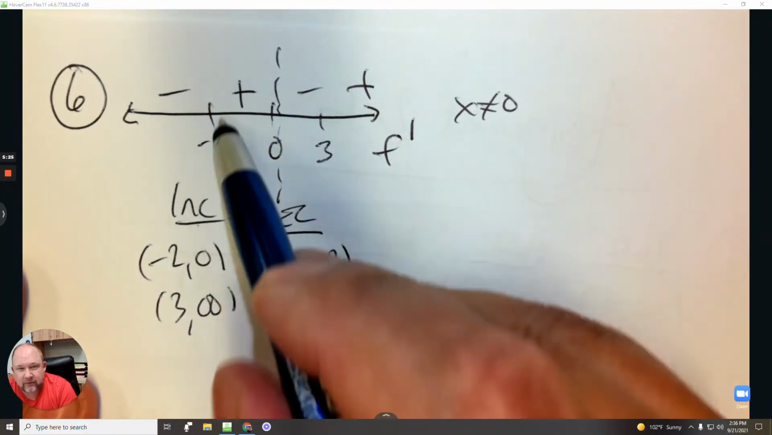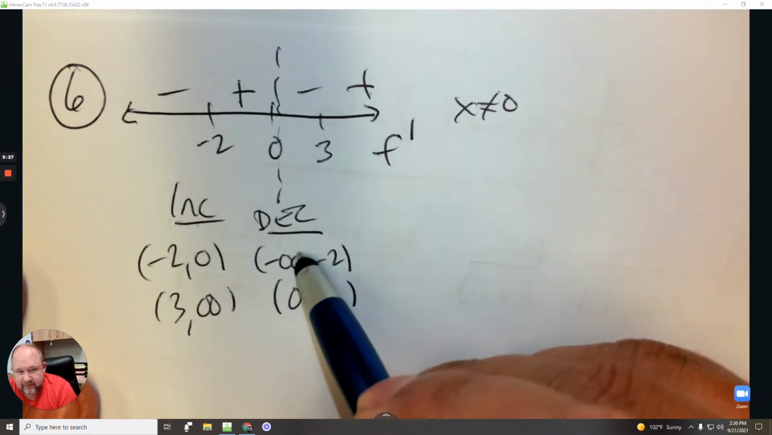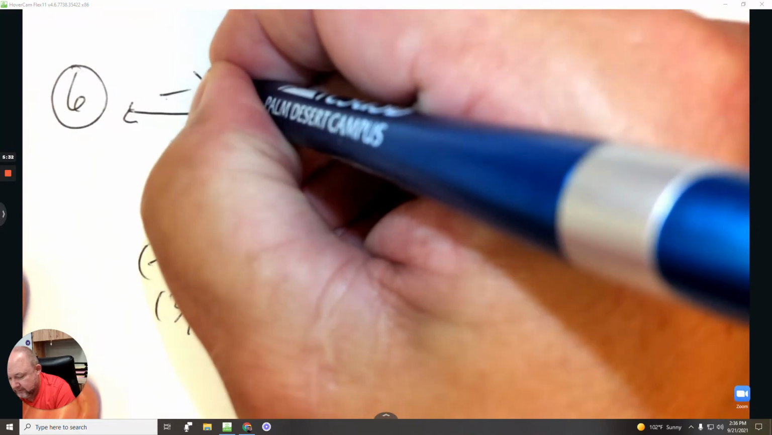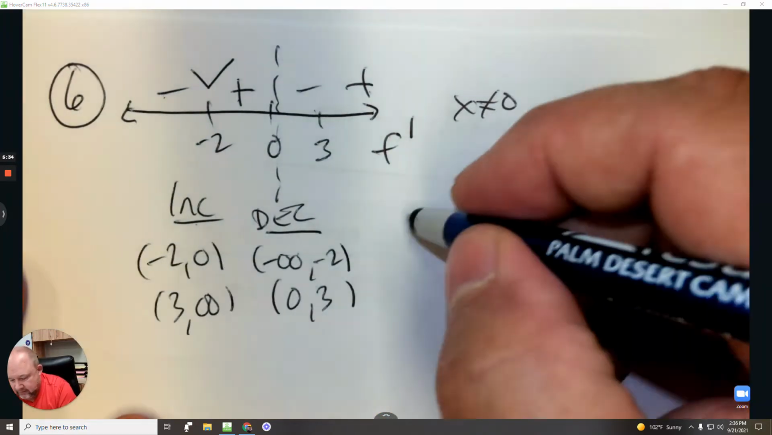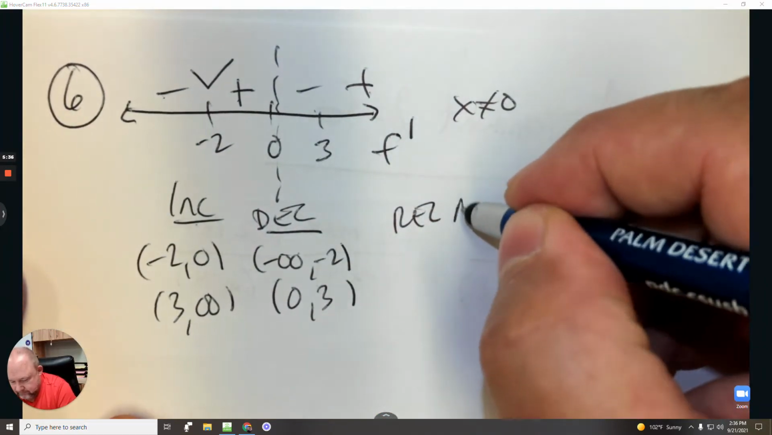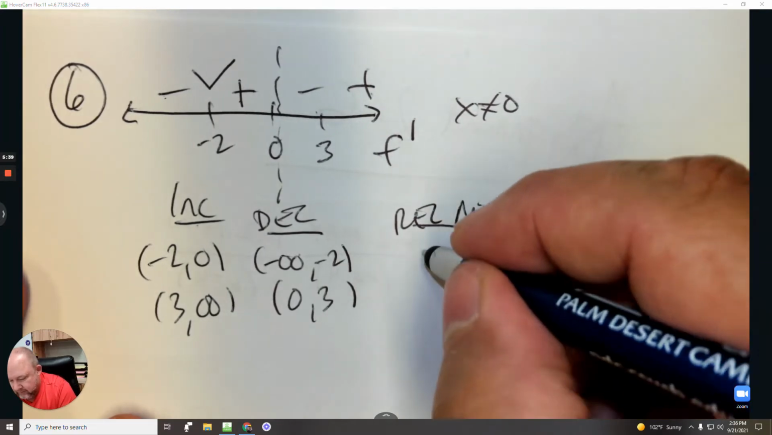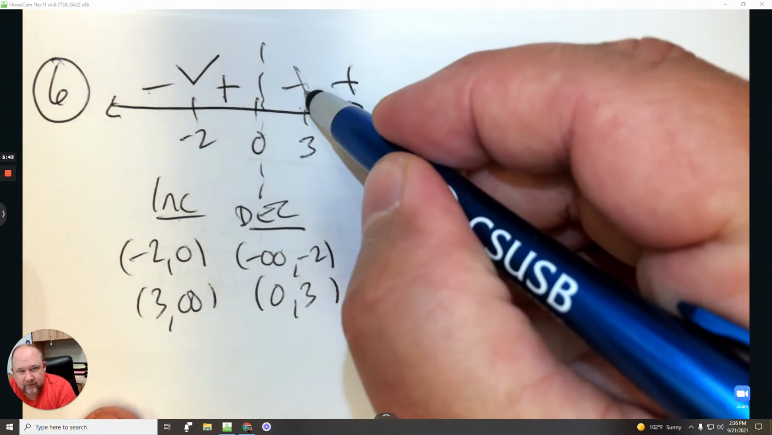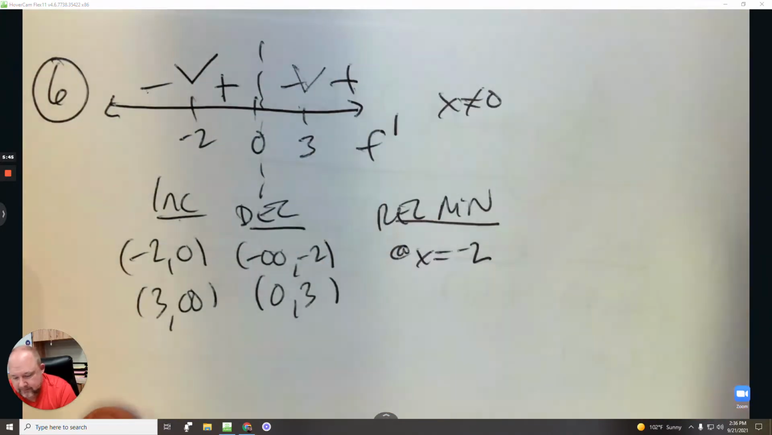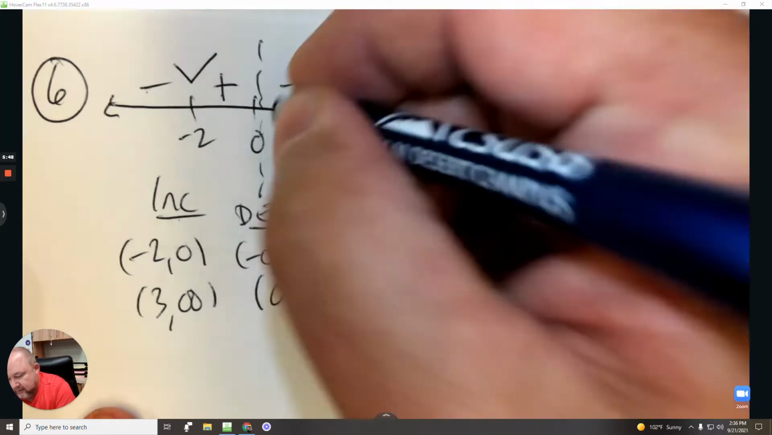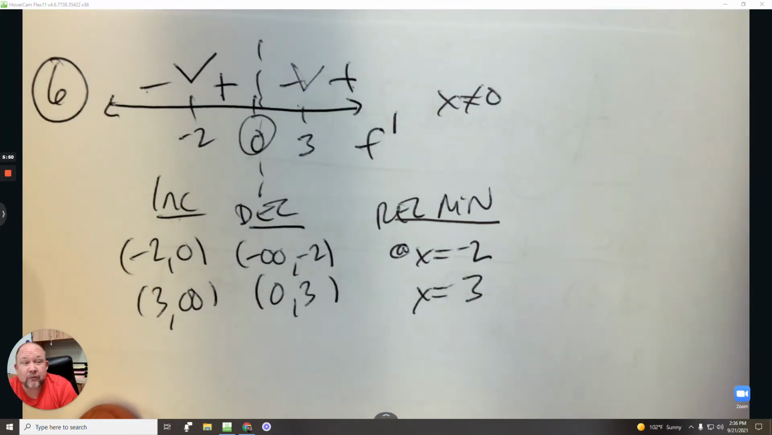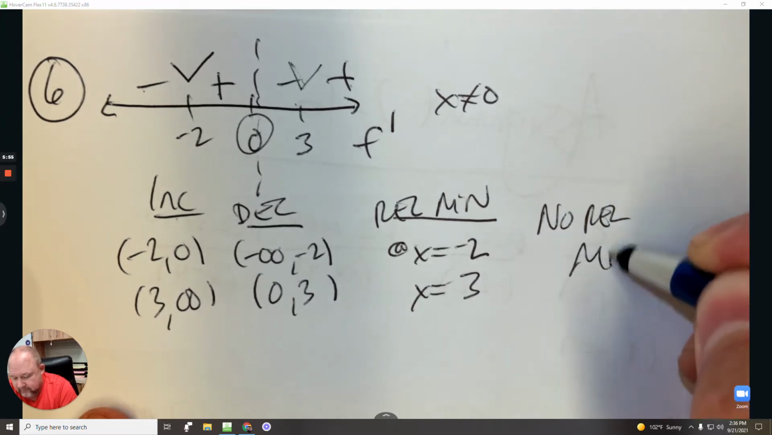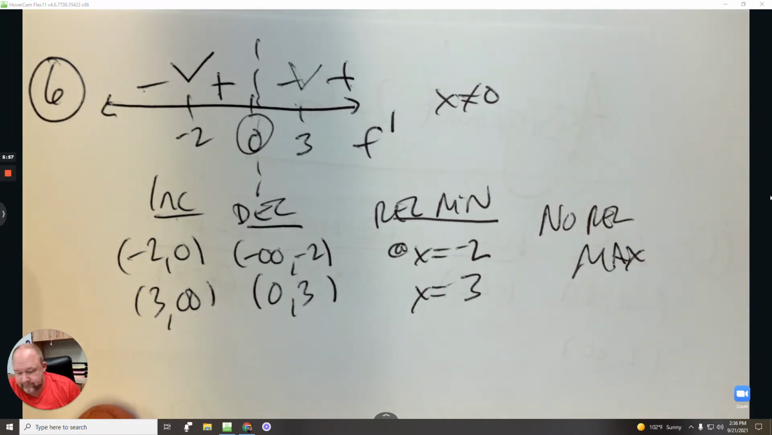So increasing, we're looking for the plus signs. Decreasing, we're looking for the negative signs. Next, if it decreases and then increases, it creates a minimum. So at x equals negative 2 is a minimum. Again, if it decreases and then increases, it creates a minimum. 0 is an asymptote. There is no turning point there, and we have no relative maxes.